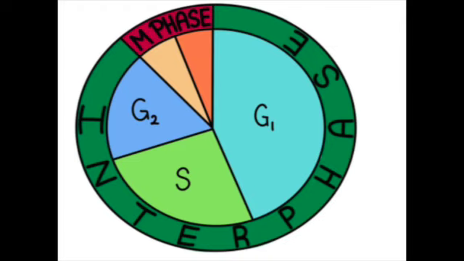The S phase of mitosis, which is also known as the synthesis phase, is where replication of DNA occurs. A complete copy of DNA is synthesized in the nucleus. Centrosomes are also replicated within the S phase.